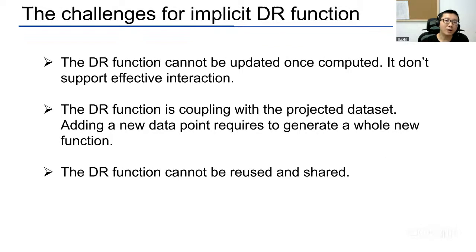There are several challenges for the implicit dimensionality reduction function. First, it cannot be updated once computed, so it doesn't support effective interaction. The dimensionality reduction function is coupled with the projected dataset. Adding a new data point requires generating a whole new function. And the function cannot be reused and shared.